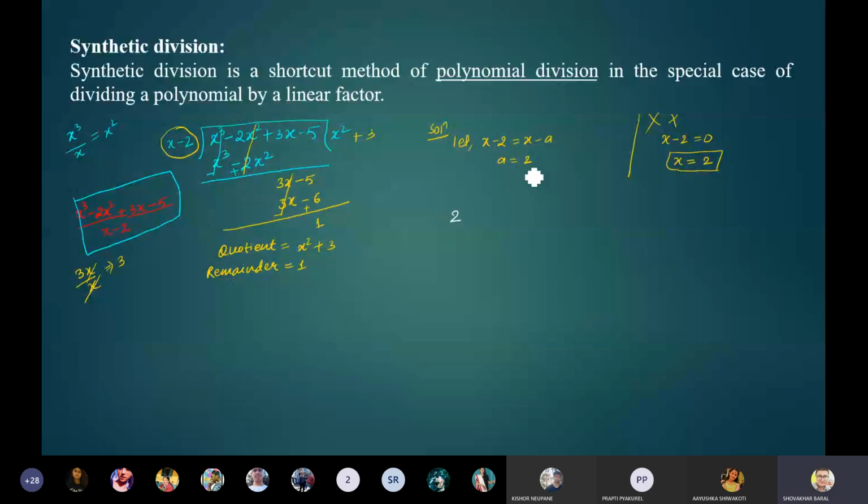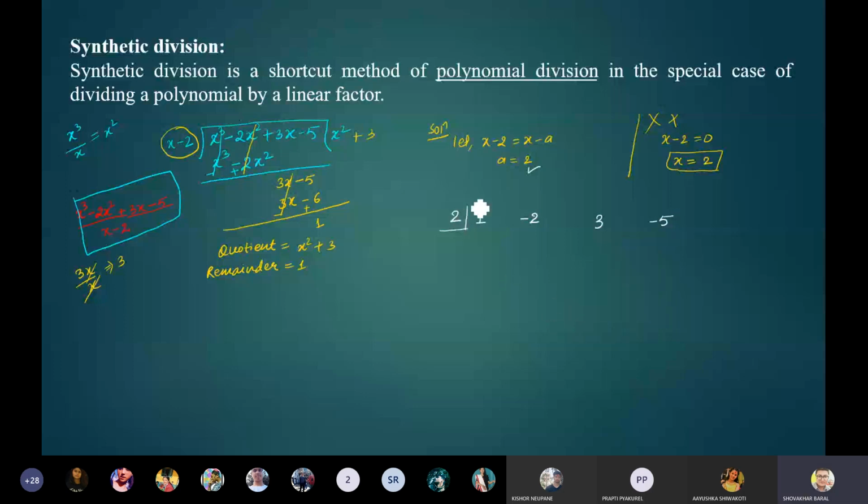This 2, I need to write it in the first line. This is the divisor. And now I need to write the coefficients of the dividend. See here, the dividend, x cube minus 2x square, 3x and minus 5. So let me write the coefficient of x cube at first. The coefficient of x cube is 1. And then the coefficient of x square is minus 2. Coefficient of x is 3. And the constant is minus 5.